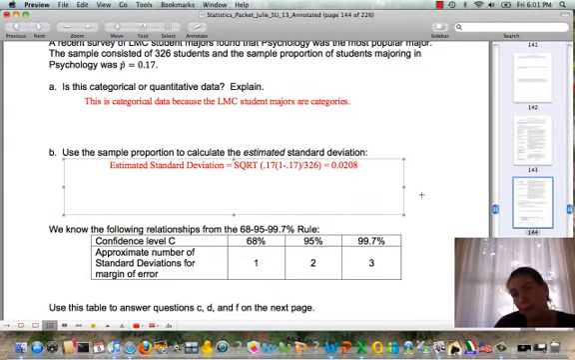So this isn't the actual standard deviation because our proportion is, remember, just an estimate for the actual population proportion. In most statistics, we are not able to survey the whole population. So we take a sample, and then from that we try to extrapolate and make predictions about the whole population.